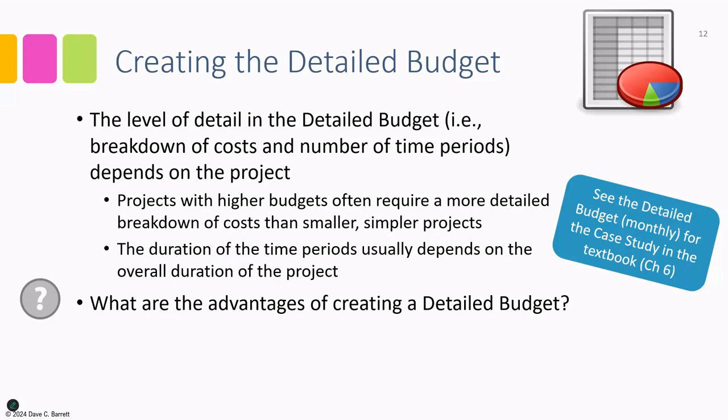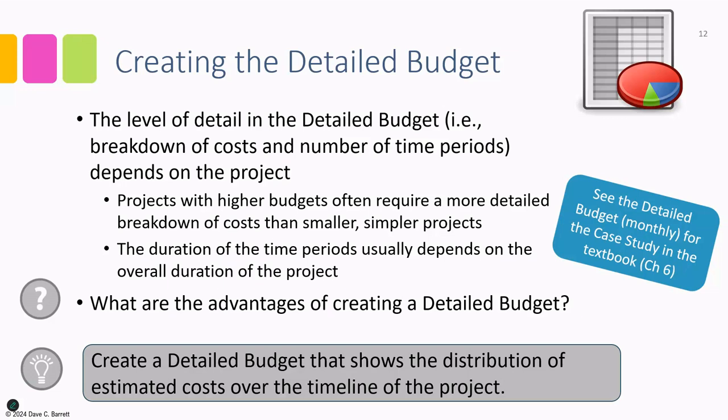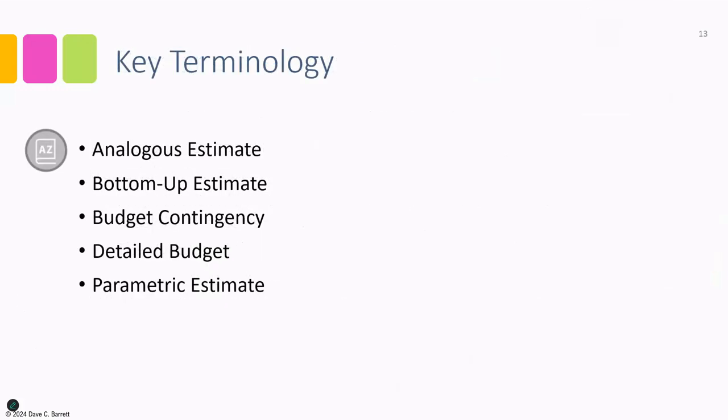The other advantage is for cash flow, to understand when the project is going to spend money, because organizations, the chief financial officer, accountant for the organization needs to know this information so that the funds may be available. So it's for cash flow purposes. So key idea, create a detailed budget that shows the distribution of estimated costs over the timeline of the project.